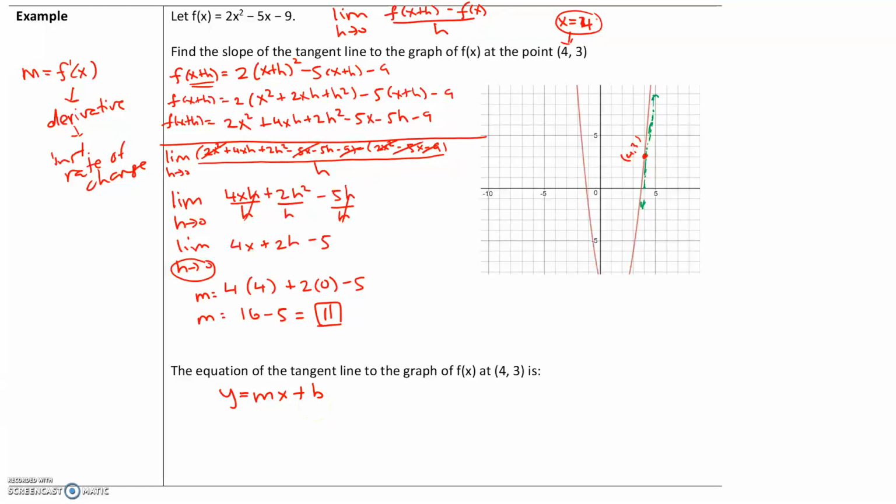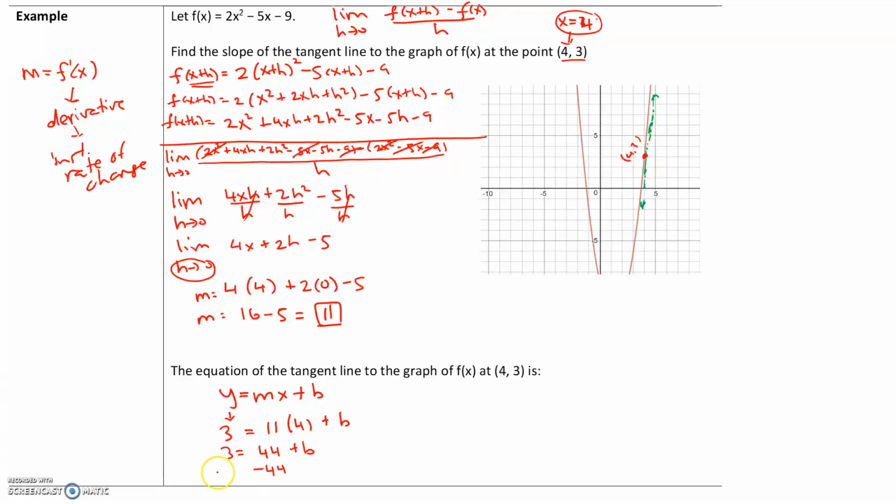So for that, we take the point (4, 3) and we plug it in. We replace the y value with 3. We replace the m, or the slope value, with 11 from here. We replace the x value with 4, and we got plus b. So at this point, we got (4, 3). We got the slope, which is 11, and so we plug all this into the y equals mx plus b equation. So we have 3 is equal to 44 plus b.